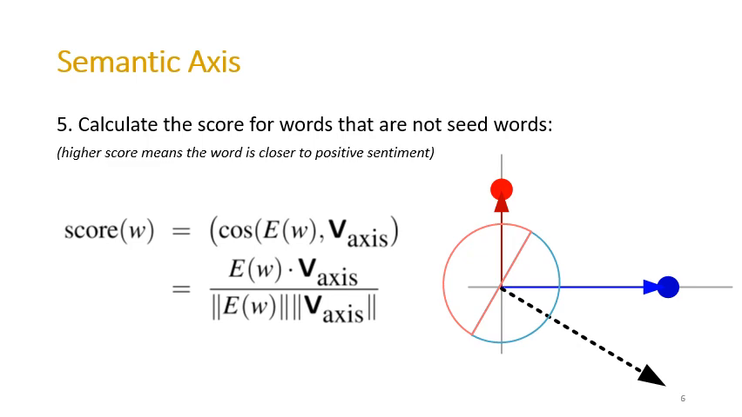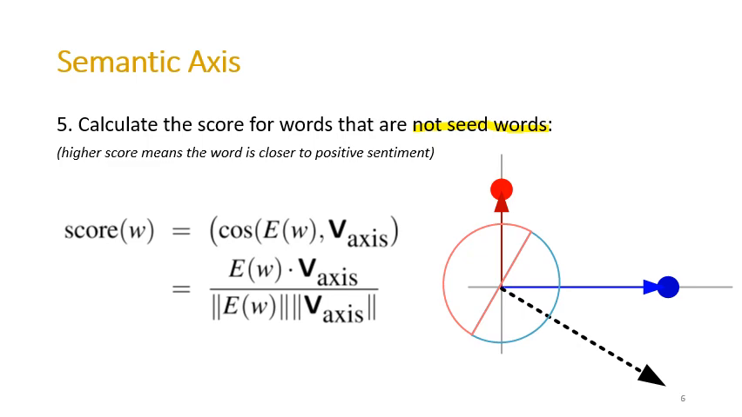Now, how can we use that semantic axis to infer the other words, whether they are positive or negative? Well, this is how to use it. We are going to calculate the score for all the other words that are not seed words using this formula. Recall that you have seen this before. This is the formula for cosine similarity, right?